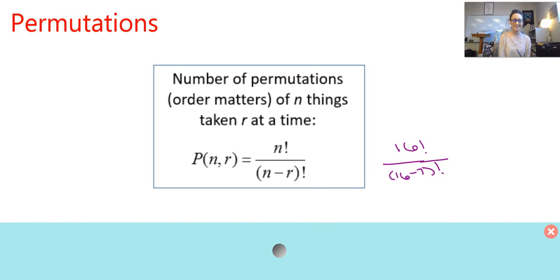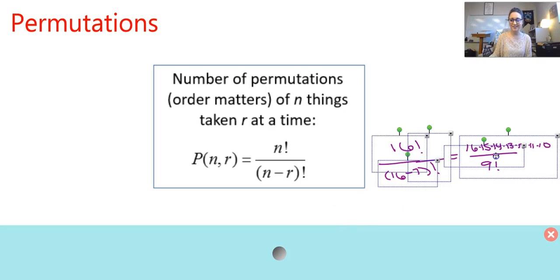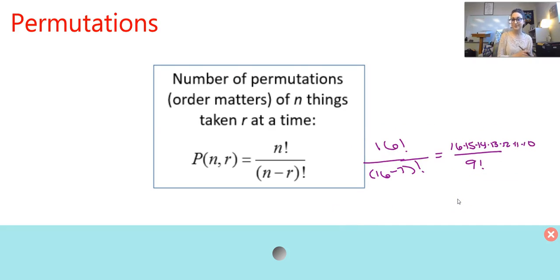Okay, so the numerator here would be 16 factorial. The denominator is going to be 9 factorial, right? So think about it this way. 16 factorial is 16 times 15 times 14 times 13 times 12 times 11 times 10, I'm running out of room, times 9 times 8 times 7... But those last terms, notice that I can just write as 9 factorial, right?